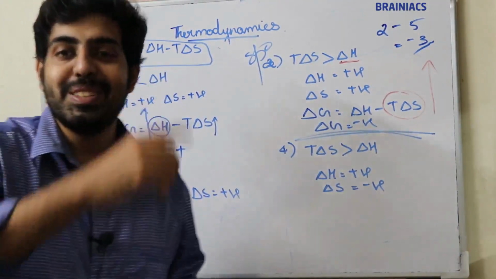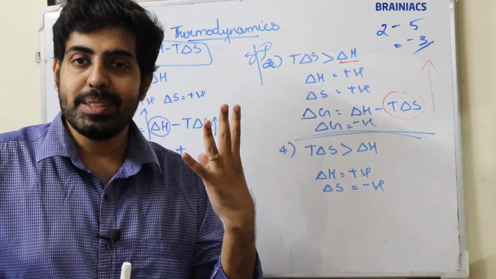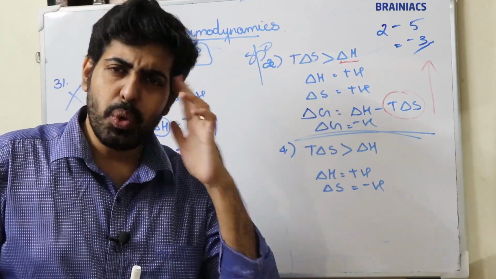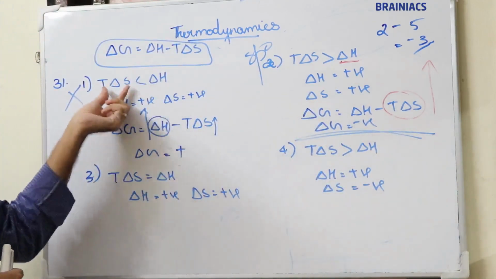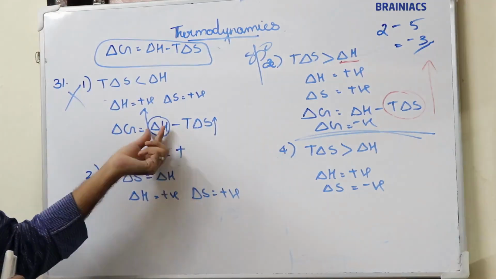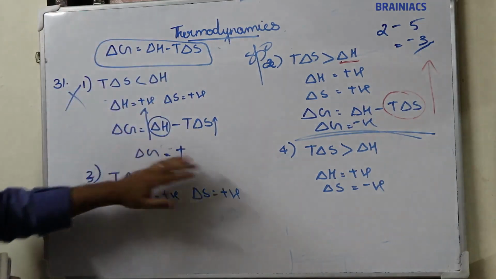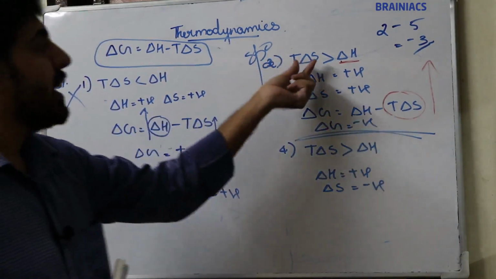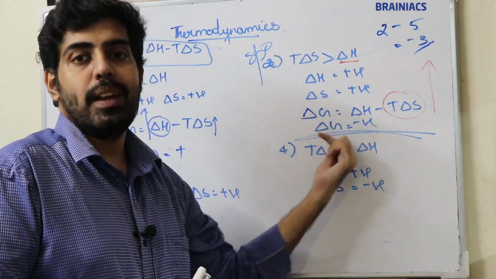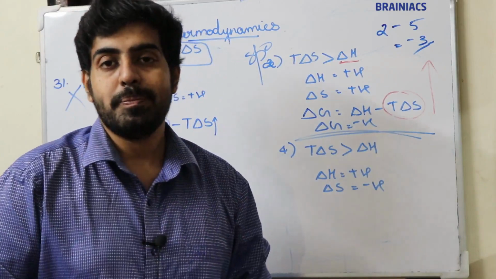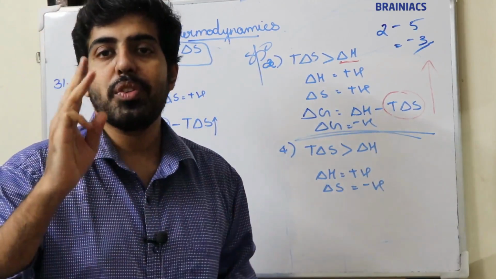I think we have discussed this when we discussed Gibbs free energy. There are 4 cases: case 1, case 2, case 3, case 4. I think you remember. So this is the equation. Here delta H is greater than T delta S. That means in delta H minus T delta S, this is less and this is greater. So delta G value will always be positive. But here T delta S is greater than delta H. Since T delta S has a negative sign here, delta G will be negative. Answer is option 2.